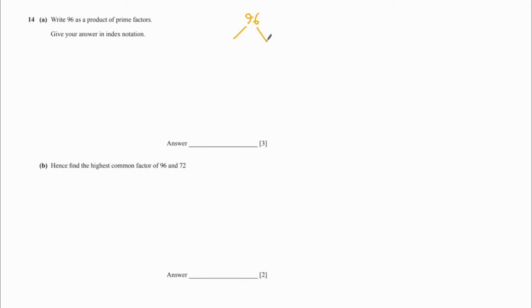So this is divisible by 2, so 96 divided by 2 is 48. This again by 2 is 24. Again by 2 is 12. By 2 is 6.